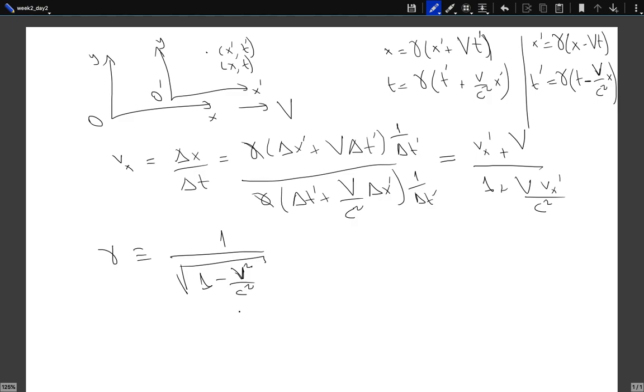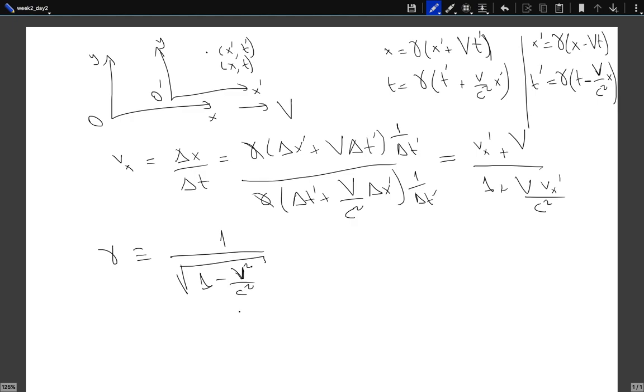Or another thing I can say is, if I know the coordinates of the points, I can say that the length of an object is the difference between the end point and the initial point. Now, for simplicity, let's assume that everything is one-dimensional, so we are only interested in the x-axis. The other reference frame is moving along the x-axis, and my object is also along the x-axis.